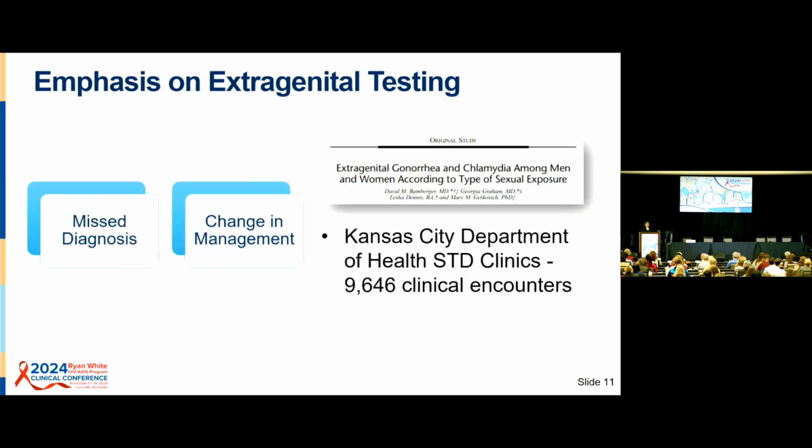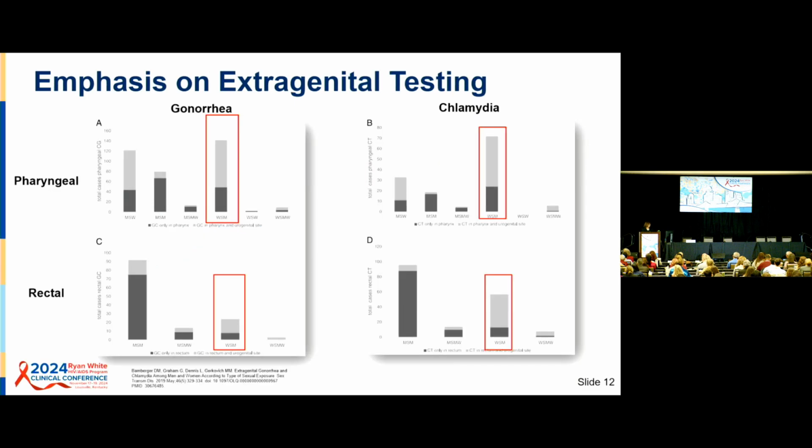So let's dig a little bit deeper. Why this emphasis on extragenital testing? Well, some of the data is based on studies. This is a study that was done, I think, in 2019, by the health department, where they looked at close to 10,000 clinical encounters. They found that if they hadn't done extragenital testing, they would have missed diagnoses. And we know that gonorrhea in the pharynx is different than gonorrhea in the urinary tract.